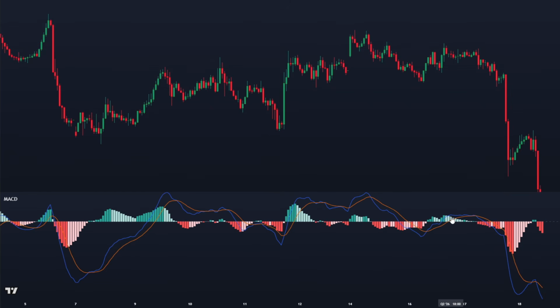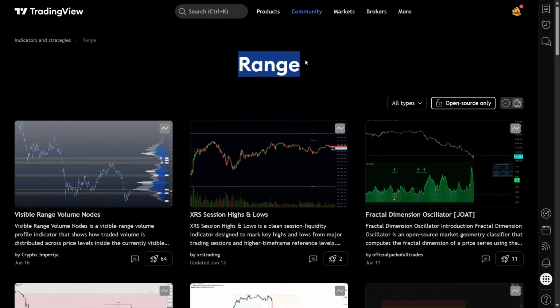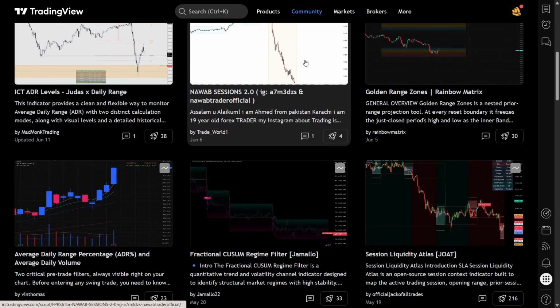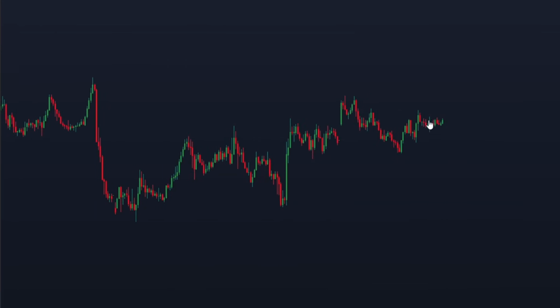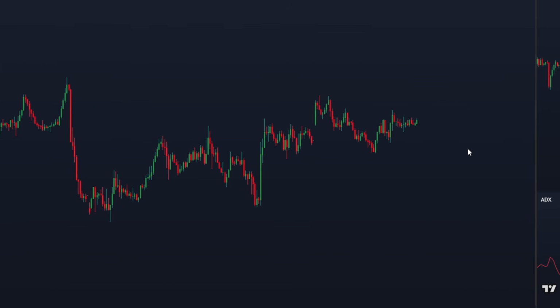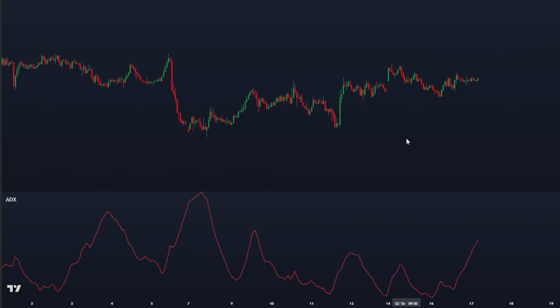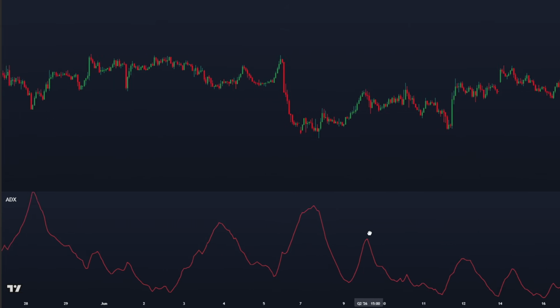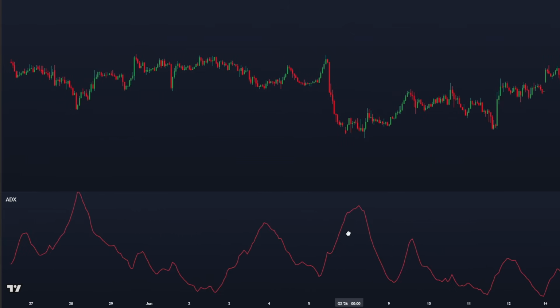Now let's go to range indicators, which are the indicators that help you identify when the market is not trending. This matters a lot because many losing trades happen when people keep trading a dead sideways market as if it is trending. The first one here is ADX. This is one of the oldest and most popular tools for identifying whether a market is trending or not. It is non-directional, which means it does not tell you bullish or bearish. It only tells you whether trend strength is present or not.